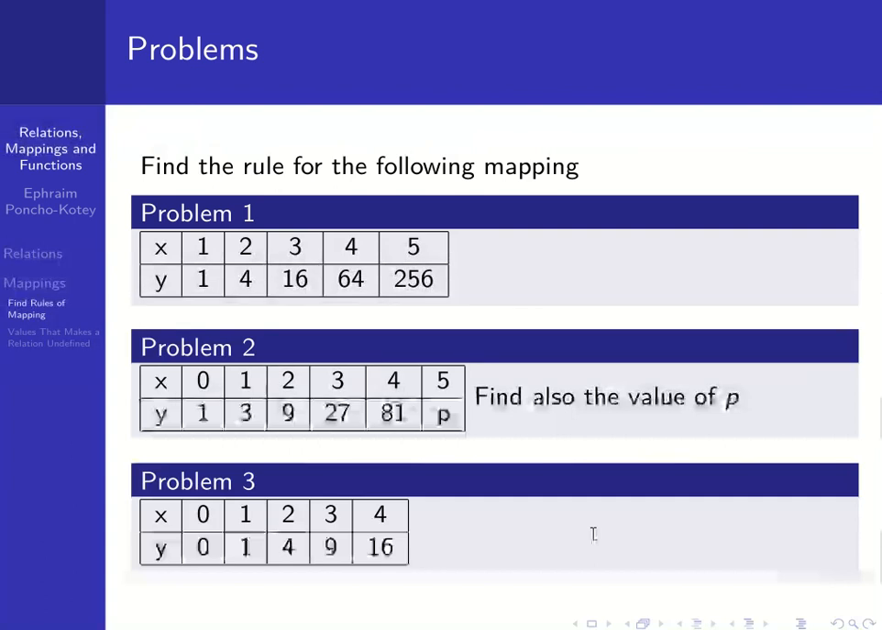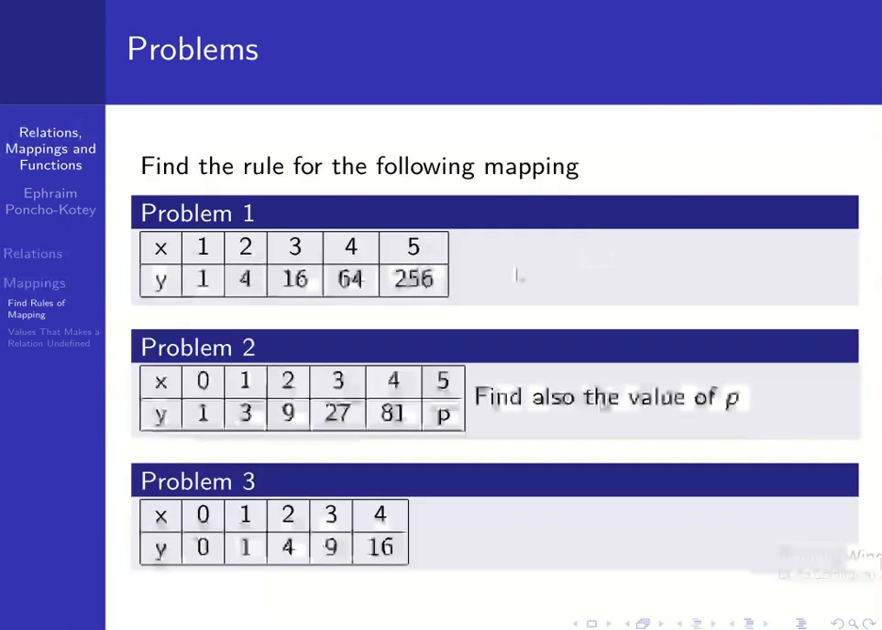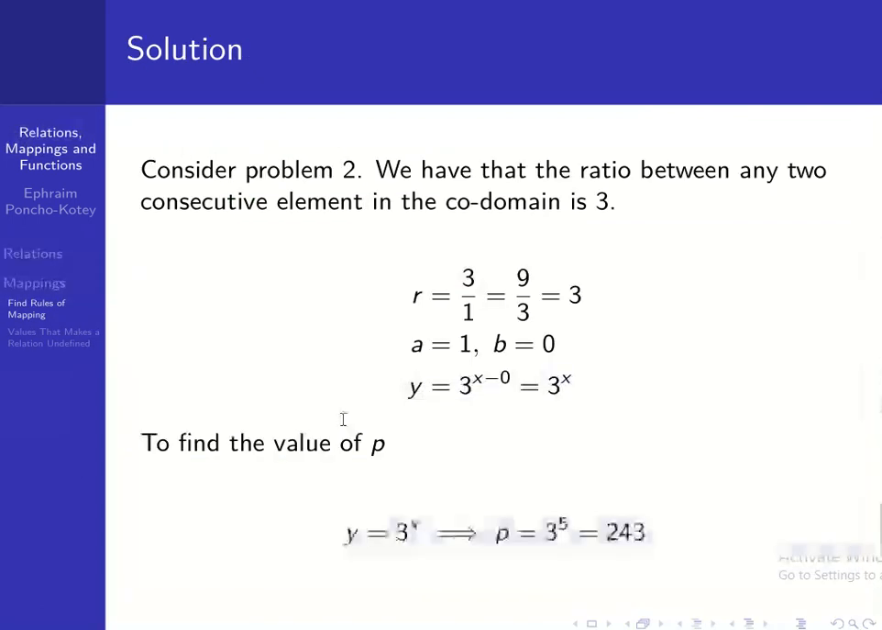Now I try problem 2. For problem 2, we first check whether it satisfies the condition for an exponential map. After we find the ratio of two consecutive elements in the codomain, we get 3. So 3 over 1 is 3, 27 over 9 is 3, 81 over 27 is 3. We now have that our common ratio is 3.